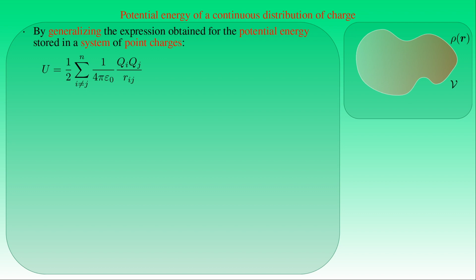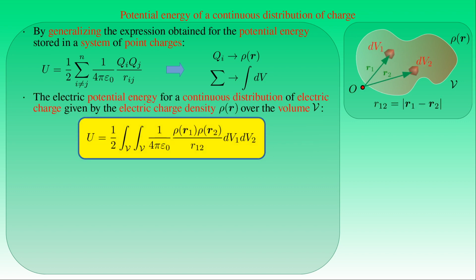By applying the factor 1/2, we took into account the fact that each pair of point charges appears two times in the sum. In order to generalize this formula to the case of the continuous distribution of charge, we only need to perform an integration of the electric charge density over the given volume instead of the summation of the individual point charges. If the spatial distribution of the electric charge in the volume calligraphic V is given by the electric charge density ρ, then the electric potential energy U stored in this volume is equal to 1/2 times the double volume integral of the product of the electric charge density ρ evaluated at the positions R1 and R2 over the length of R1 minus R2, where the integration is performed over the volume calligraphic V.